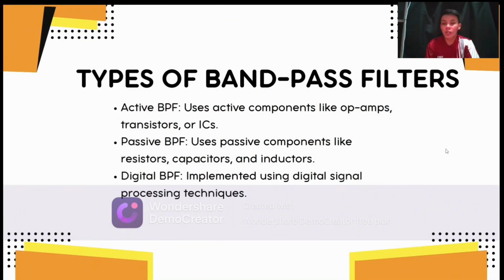And there are three types of bandpass filters. First, active bandpass filters use active components like op-amps, transistors, or ICs. The second one is passive bandpass filters, which use passive components like resistors, capacitors, and inductors. And the last one, digital bandpass filters, are implemented using digital signal processing techniques.